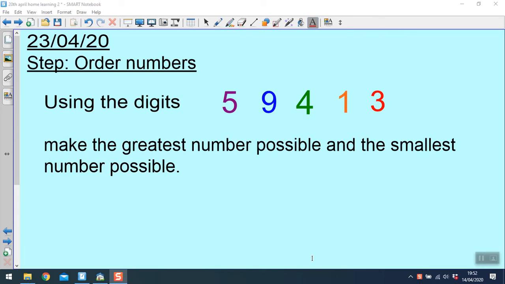The step that we're going to look at today is ordering numbers, so we know which numbers are bigger or smaller. We've now got to put more than 2 in an order, either from smallest or biggest. So we've got the digits 5, 9, 4, 1, 3. What's the biggest possible number we can make, and what's the smallest possible number we can make? Have a little think.